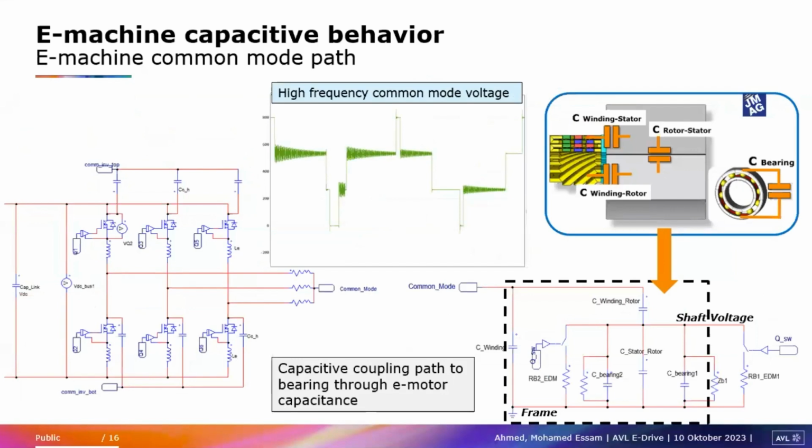So the common mode or the star point of the motor would have the winding to rotor, stator to rotor, and then the bearings as a capacitance, and then we also have the winding to the frame. And this high frequency common mode voltage will basically be coupled through the bearings with this E-machine capacitance, right?